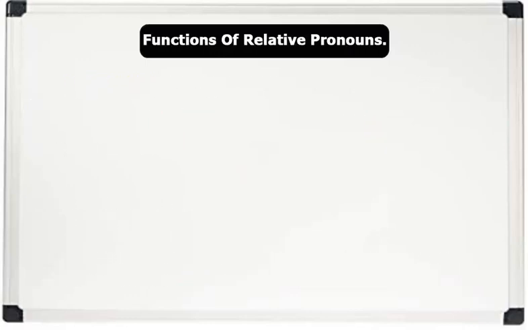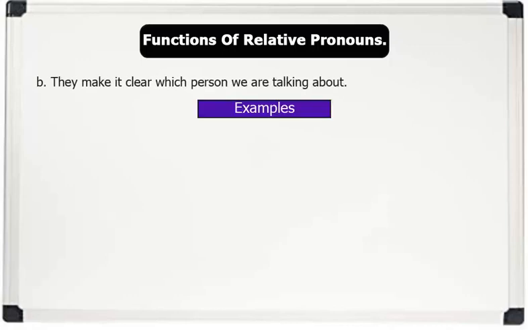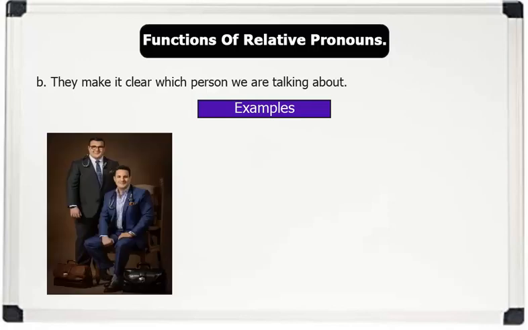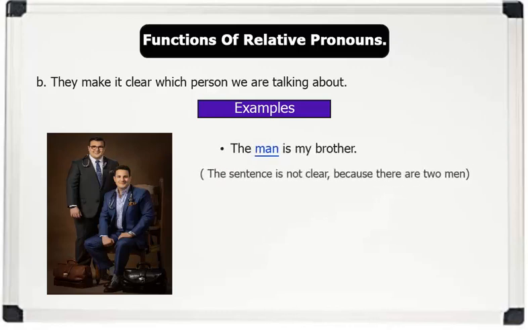Functions of relative pronouns. 2. They make it clear which person we are talking about. Examples: look at this image. I can say, the man is my brother. Note: this sentence is not clear because there are two men in the picture. There is a problem in the sentence because we don't know which of the men is the brother.